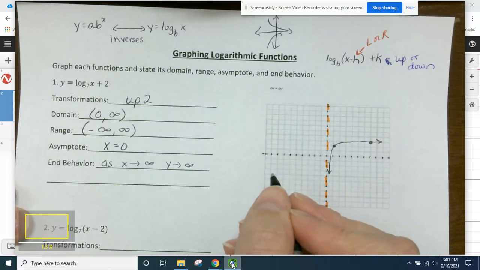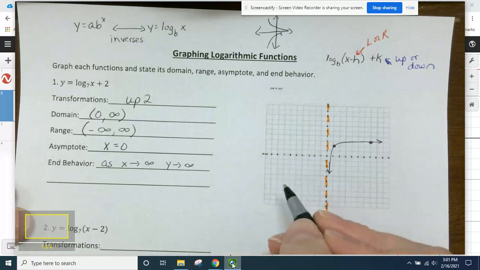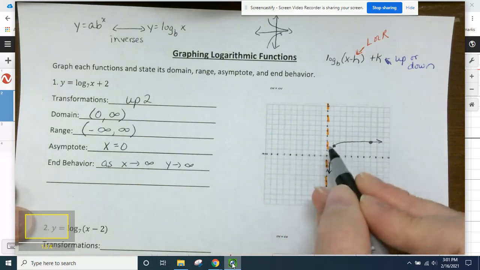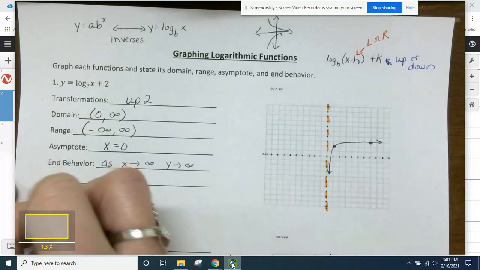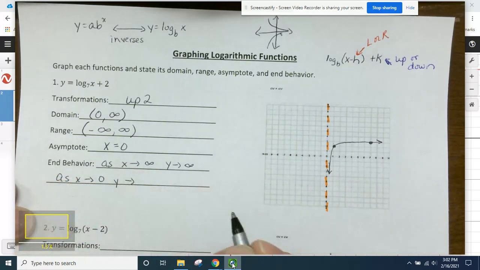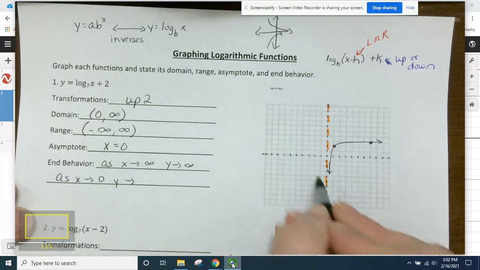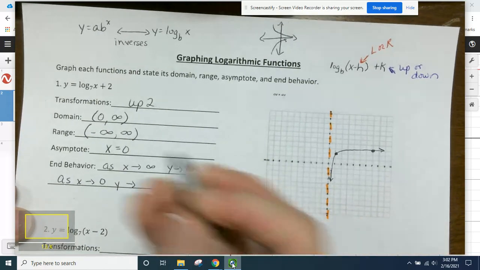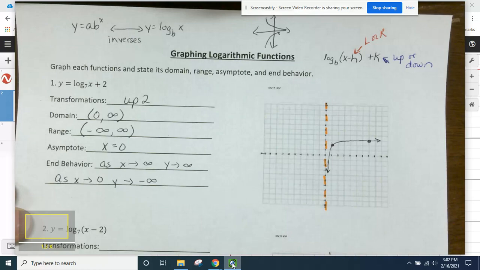Now we have to consider as x approaches not negative infinity, but as it approaches this asymptote of 0. So as x approaches 0, y is going to approach negative infinity because it continues to go down, down, down forever. Y is going to approach negative infinity.